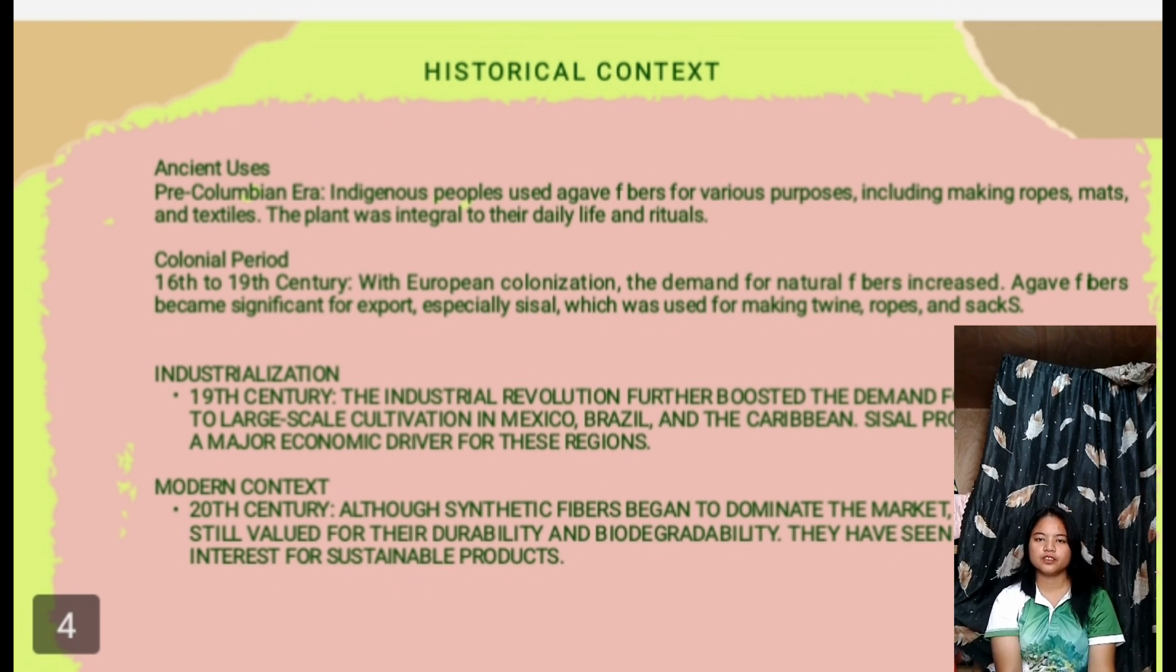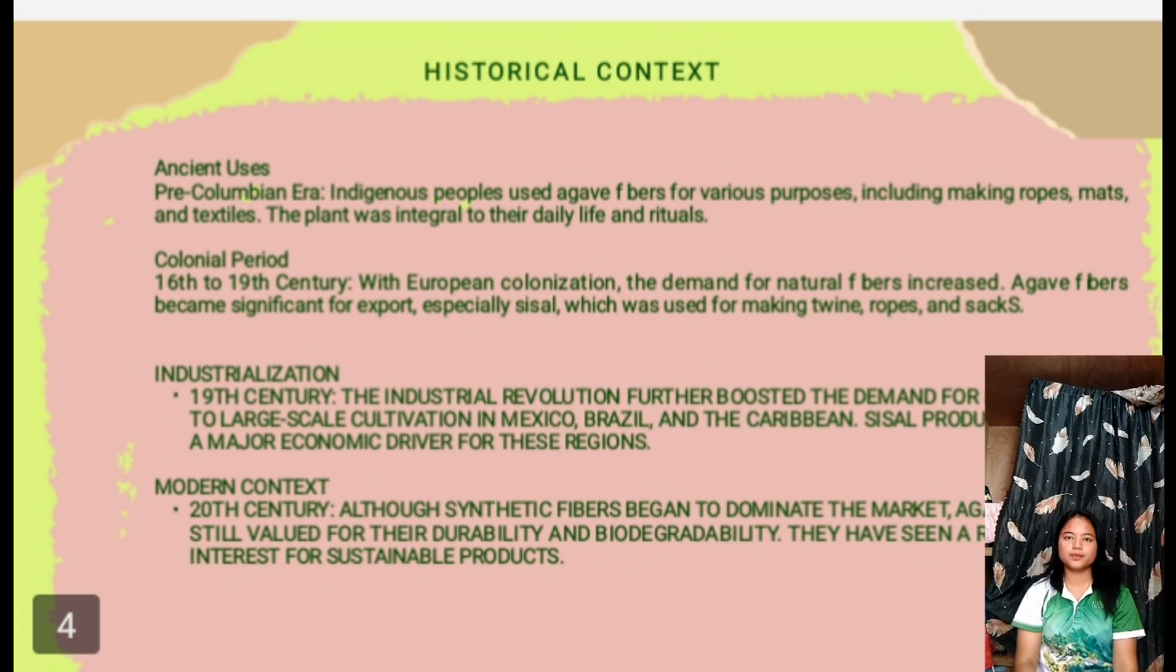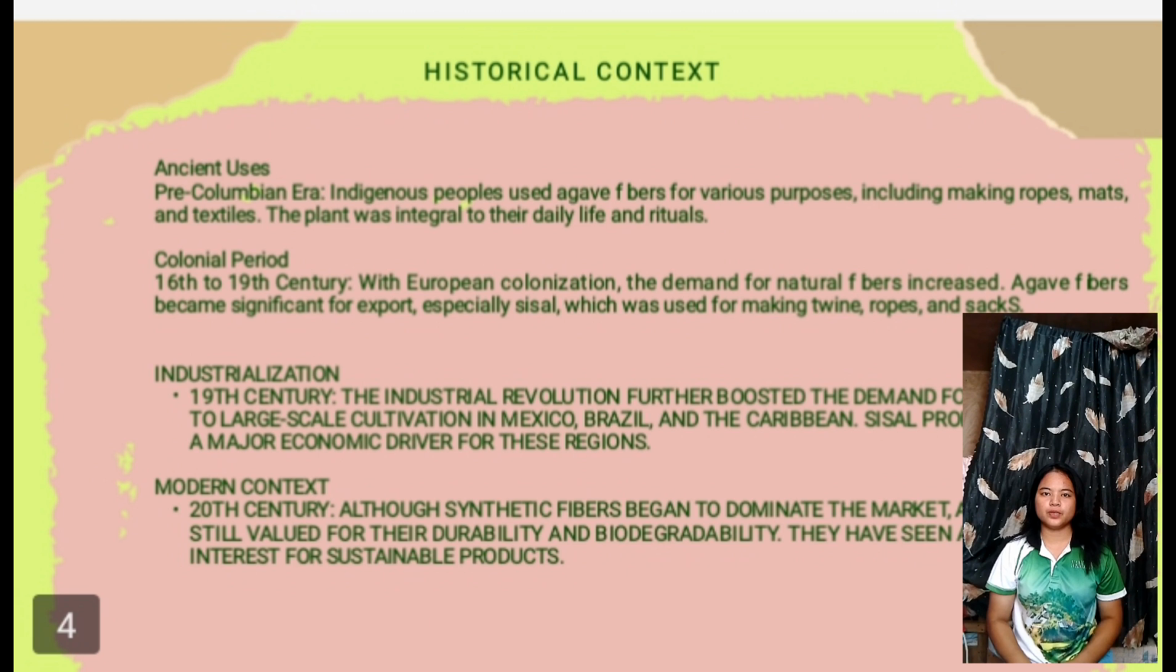In the modern context, in the 20th century, the agave plant was more recognized as a fiber crop. They valued it for its durability and biodegradability. For ancient uses in the pre-Columbian era, the indigenous people were the first to recognize that agave fibers had many purposes, which they made into ropes, mats, and textiles.